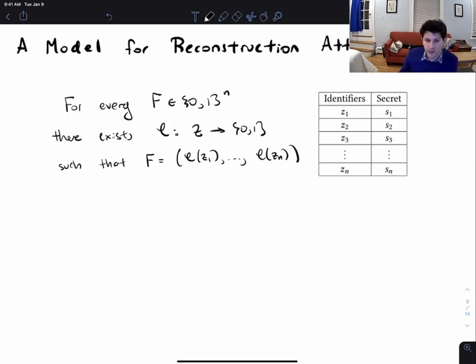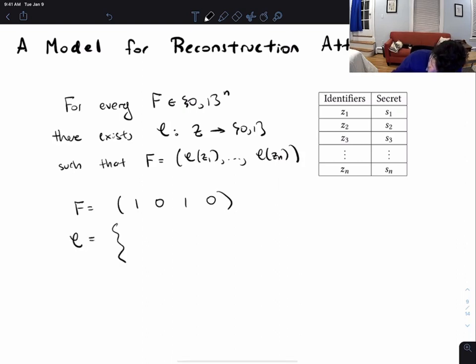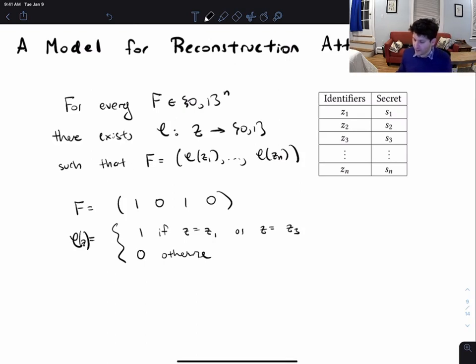Okay, so how do I do that? Well, if f were, for example, 1, 0, 1, 0, then I can set phi of z to be equal to 1 if z is equal to z1 or z is equal to z3, and 0 otherwise. And you can check that if I apply phi to all of the public identifiers z, I'll get exactly the vector f.